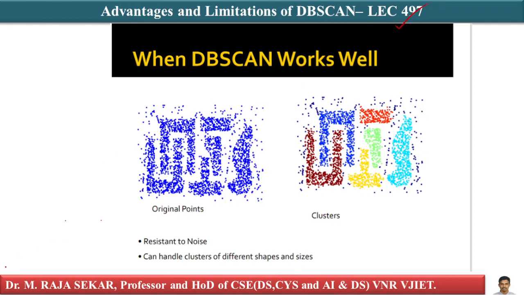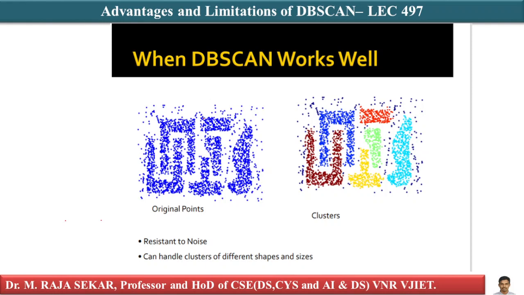This is lecture number 497. In this lecture, we will try to understand advantages and limitations of DBSCAN. So now let's understand where DBSCAN works well and what are its limitations and advantages. We are using the same slides that we referred to earlier.